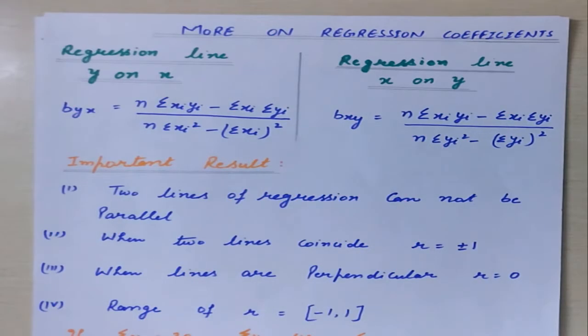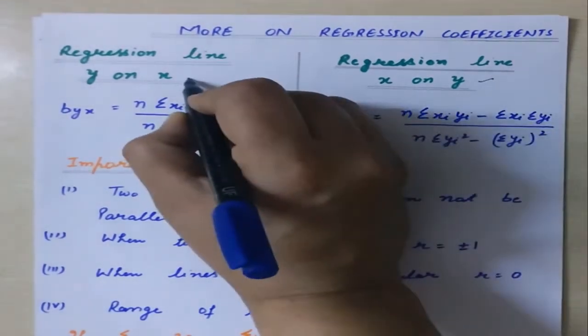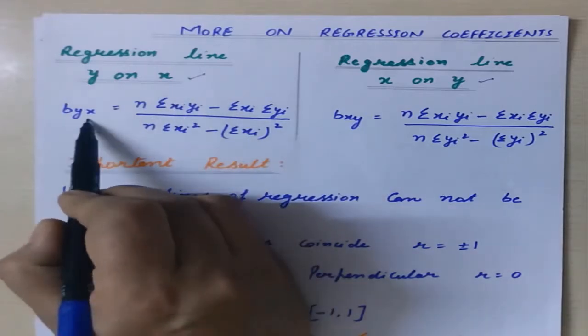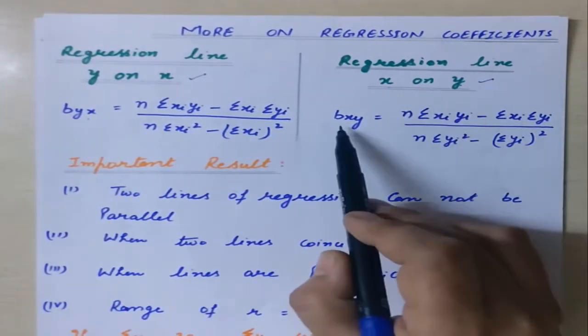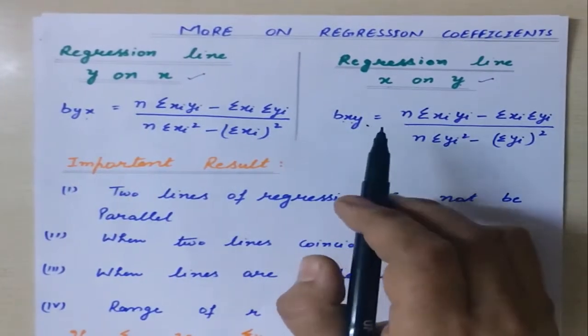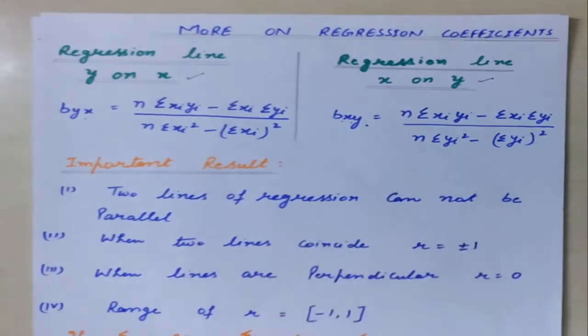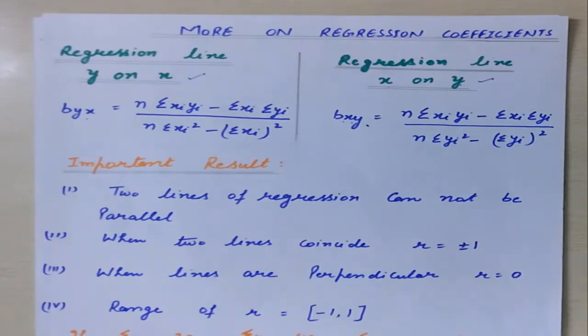Now, again there are two lines: one is y on x and another is x on y. For the regression line you need the regression coefficient. For y on x you need byx and for x on y you need bxy. Now when the given data is there, that means you have xi, yi. So how can we find the regression coefficient when the given data is there?